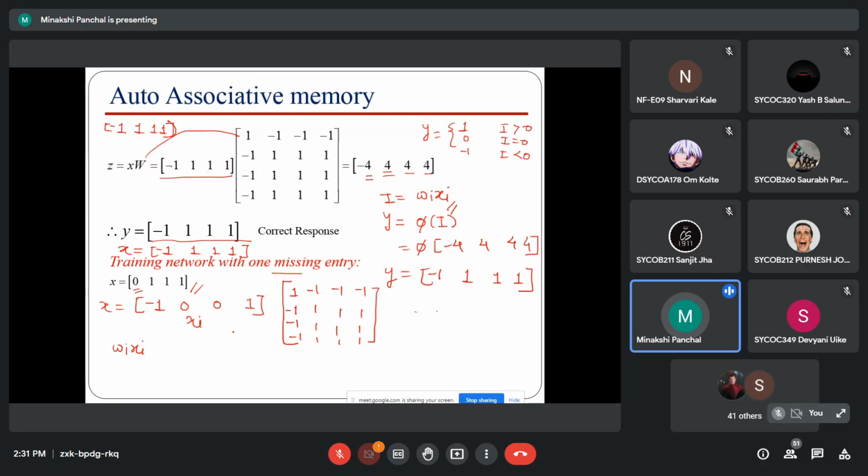Okay. If I am considering this, can you tell me the product? You call it I, WI XI. This is the summation function. Okay, so can you tell me this? What is this? Is it 0? Or -2? Ma'am, -2 2 2 2. Yes, I am getting this -2 2 2 2.